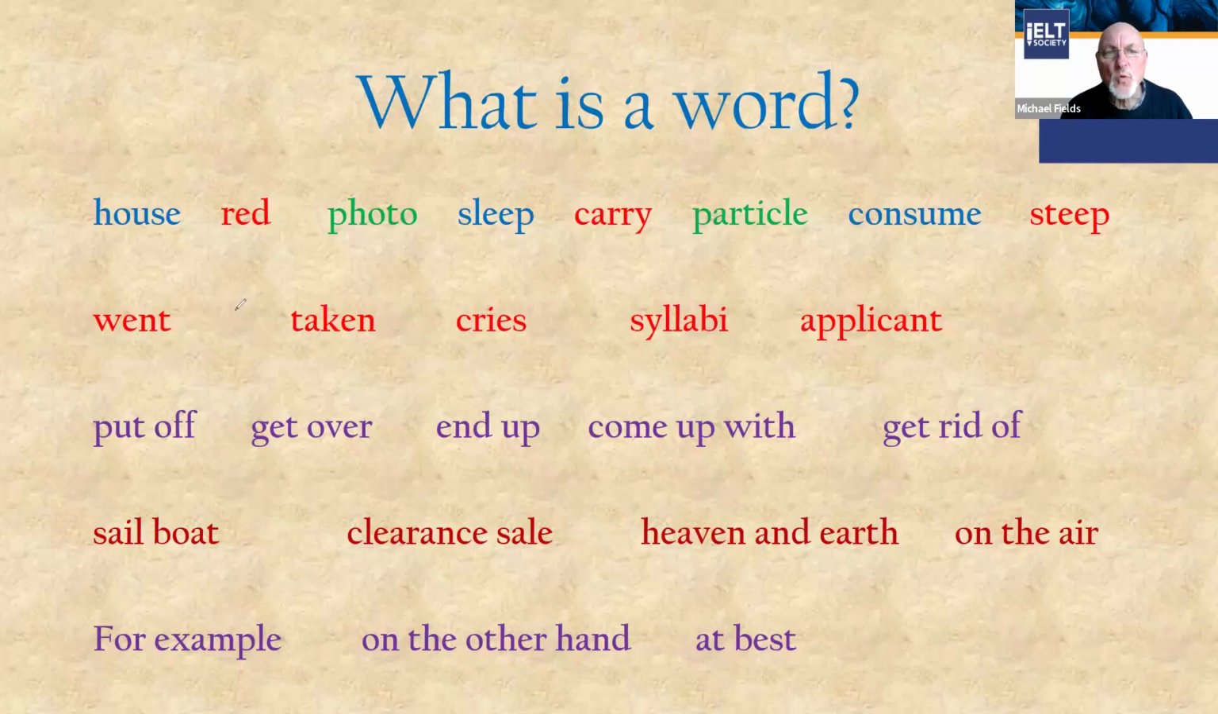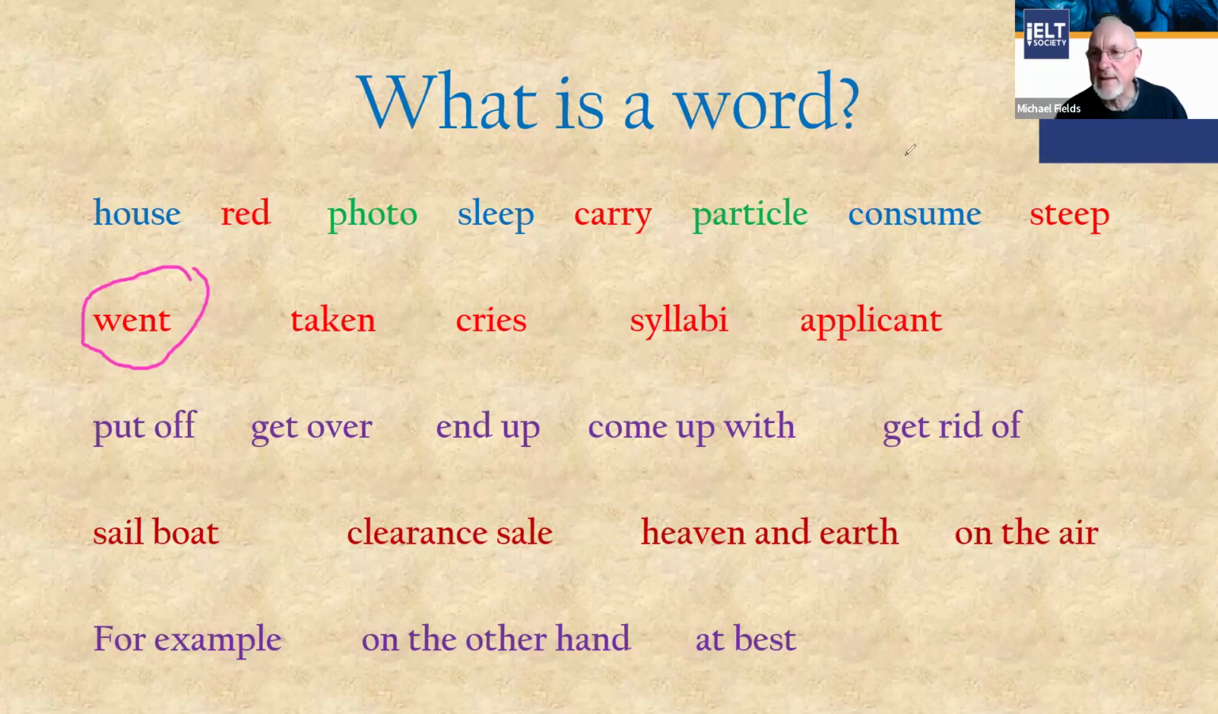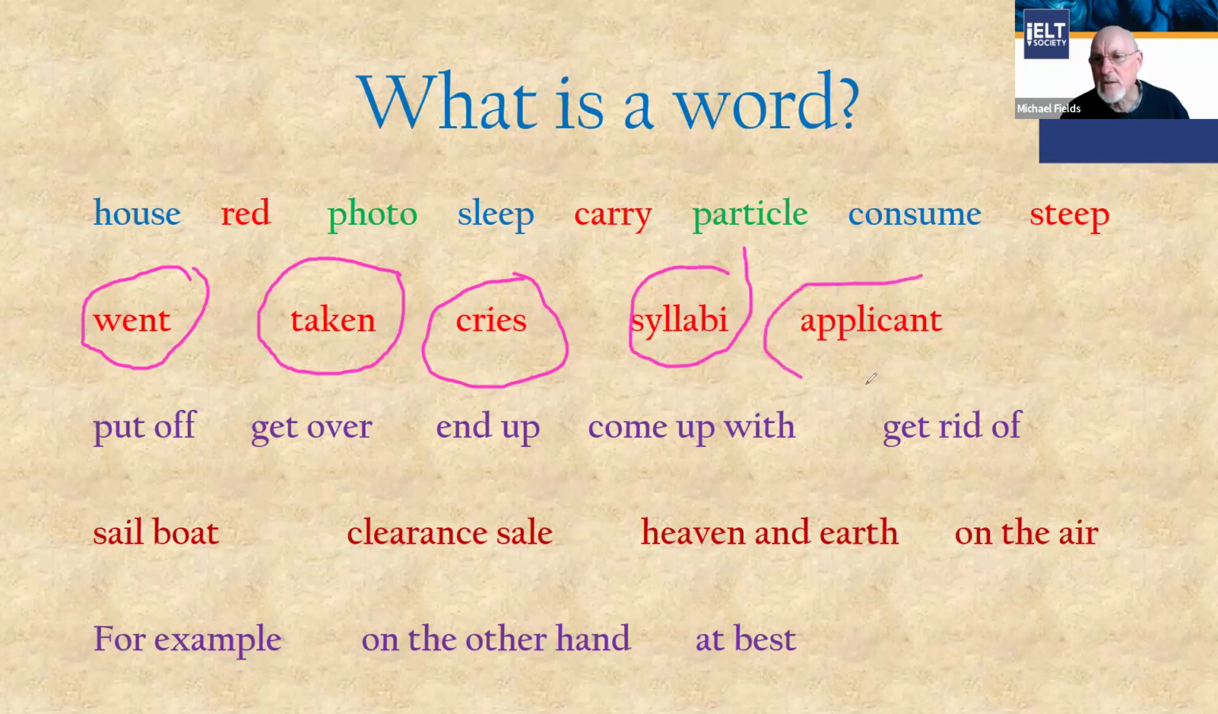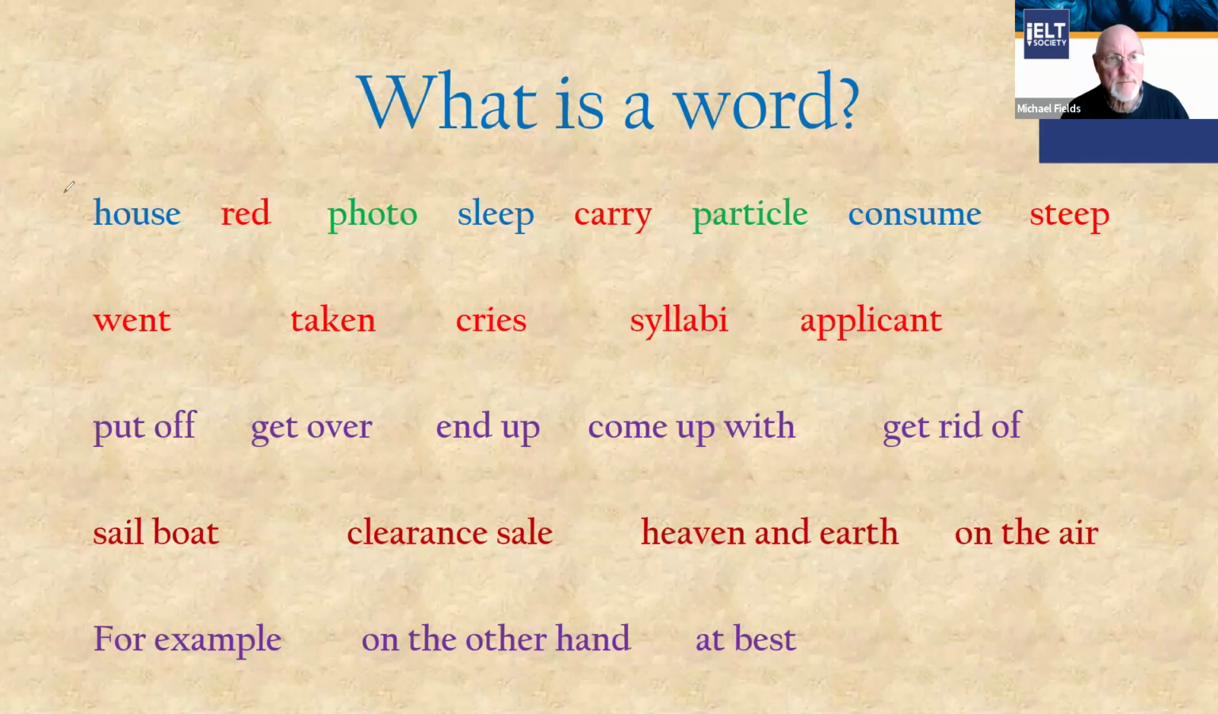What about these word forms like went? How do you feel about testing that as a vocabulary word? Normally, we might consider that as a form of go, and we might test it in terms of grammar. But how do you feel about testing words like went or taken or cries, which has that irregular plural IES, or syllabi, which is a common irregular plural, or applicant, which is a word form of application, right? How do we feel about testing these as words? Any comments? Any ideas? Is it fair to test these as words or not?